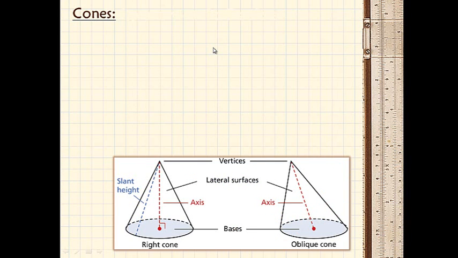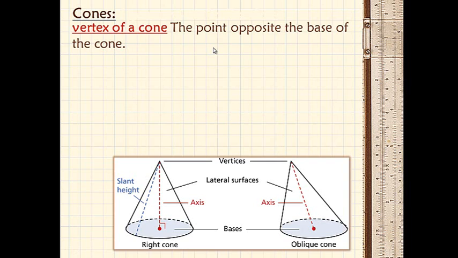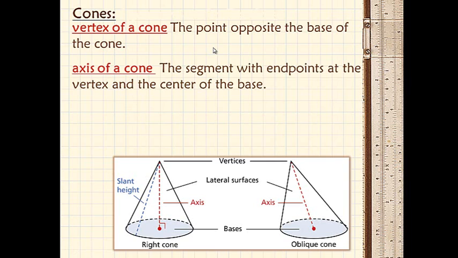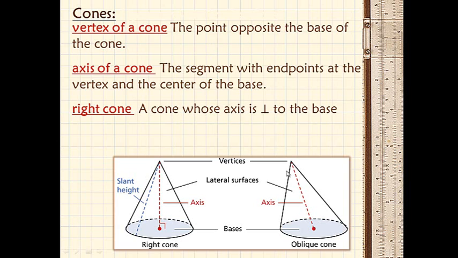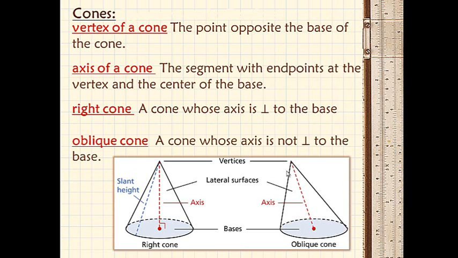Okay, now we're going to take a look at cones. They're very similar to pyramids, just that the base is now a circle. The vertex of the cone is the point that's opposite the base of the cone. The axis of the cone is a segment with endpoints at the vertex and at the center of the base. A right cone is a cone whose axis is perpendicular to the base, and an oblique cone is a cone whose axis is not perpendicular to the base.